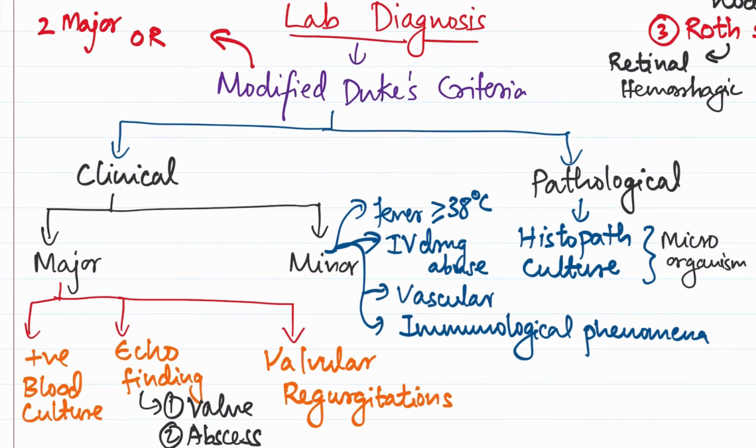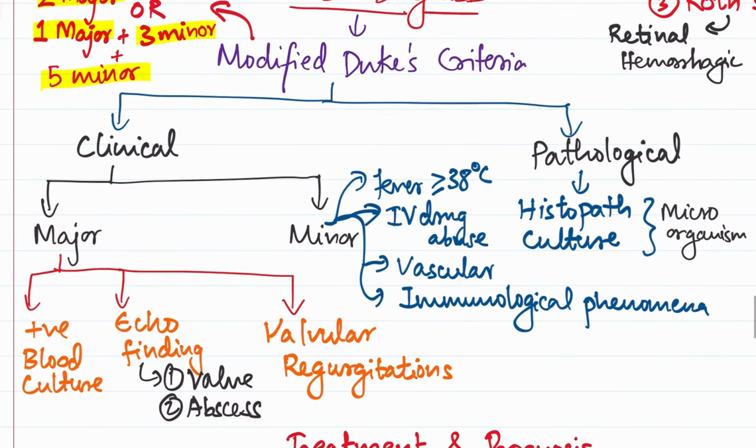So we need either 2 major, or if you have 1 major, then in addition to that, 3 minor criteria must be satisfied. So either 2 major alone or 1 major plus 3 minor, or if you don't have any major manifestations, but if you have 5 such minor criteria, that is fever, drug abuse, vascular, immunological phenomena, all of that, then you can diagnose infective endocarditis. So 2 major or 1 major, 3 minor or 5 minor. So that's about modified Duke's criteria.